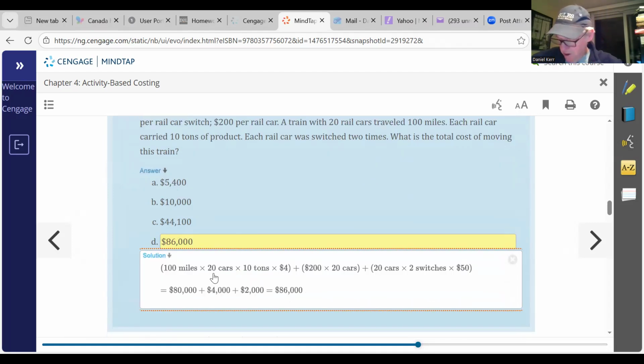Okay. So 100 times 20 times 10 times 4, that's the weight charge, which is 80,000. And then the cost per car was $200, and you've got 20 cars. So that gives you 4,000. And then you've got the switching costs. You've got 20 cars, and they switched twice, at $50. That's where you get the $2,000. So you add them all together, and it's the 86,000.